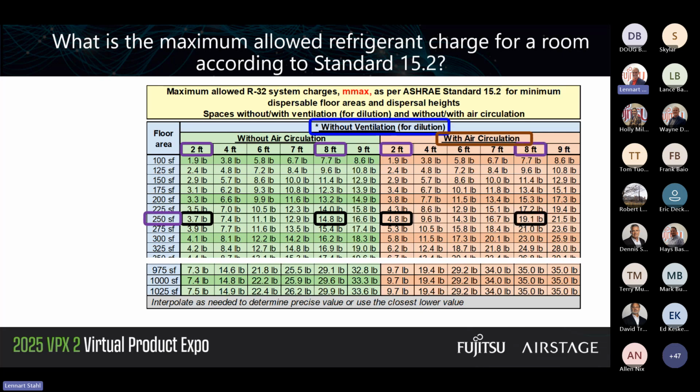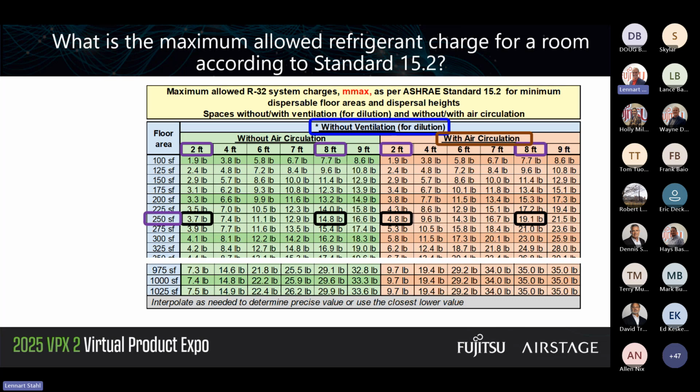We're going to go instead of 14.8. So air circulation gives us another 4 or 5 pounds. So that is how the table is used. It goes down to 1,025 square feet. That's where the standard stops. And there are jumps here.